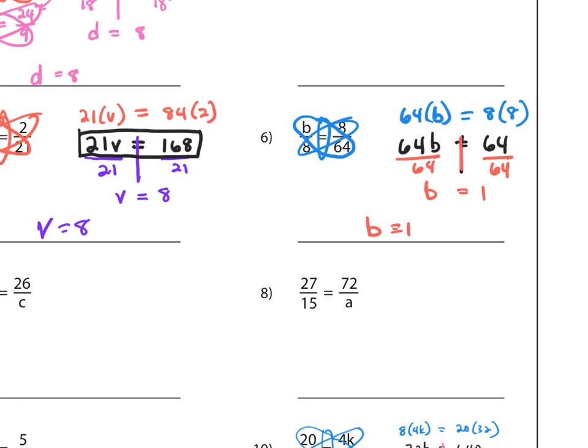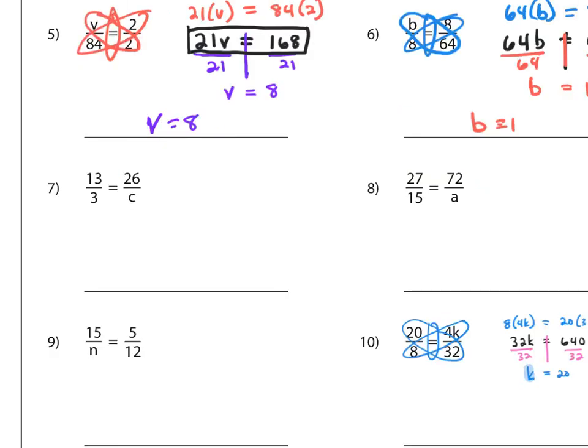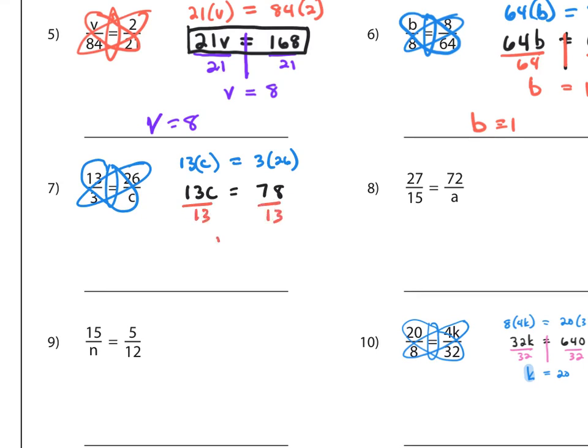So let's go on to number 7. All right, I'd like to try number 7 on your own. These numbers are compatible, so you could probably use the scaling method, but I'd like you to go ahead and try practicing cross multiplying. So please tell me what C equals. Right, so we should, after cross multiplying, have 13C equals 68. Then our final step is to divide by 13, and C equals 6.